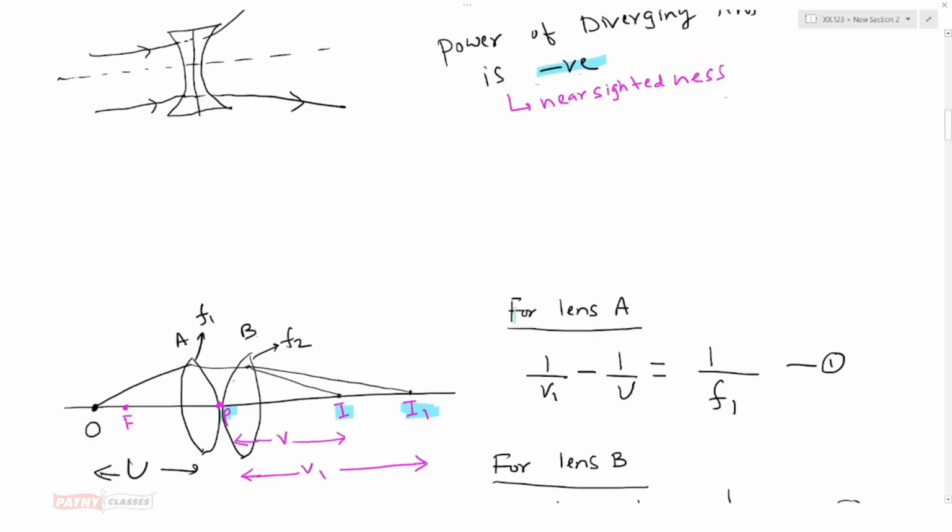Thus, when we combine two lenses, the power of the lens equals P1 plus P2. This is the total power or equivalent power after the combination. Suppose we take three lenses or four lenses, then P equals P1 plus P2 plus P3 plus P4 and so on. For n lenses, P equals P1 plus P2 plus P3 plus P4 up to Pn. Thus we can combine any number of lenses, and the total power is nothing but the addition of individual powers. So this is the way we can find the equivalent power after a combination of lenses.